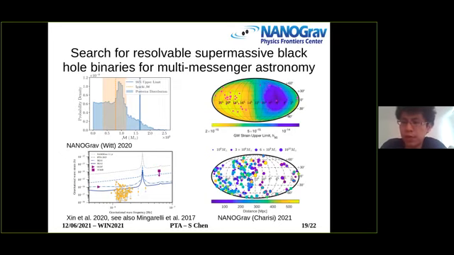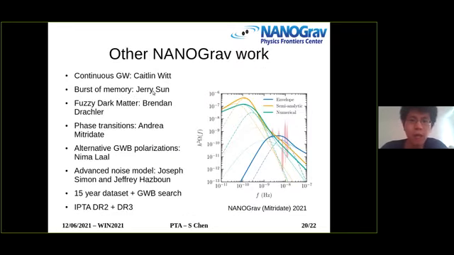Since we have not detected anything, that means we can place an upper limit, right? If there was a binary at this sky location which has a mass larger than whatever, and is close by, then we would have seen this in our data set. But because we didn't, that means that either there is no binary in this galaxy, or that the binary has to be of a lower mass. There's a bunch of other work that we do in NANOGrav, which is also very interesting.